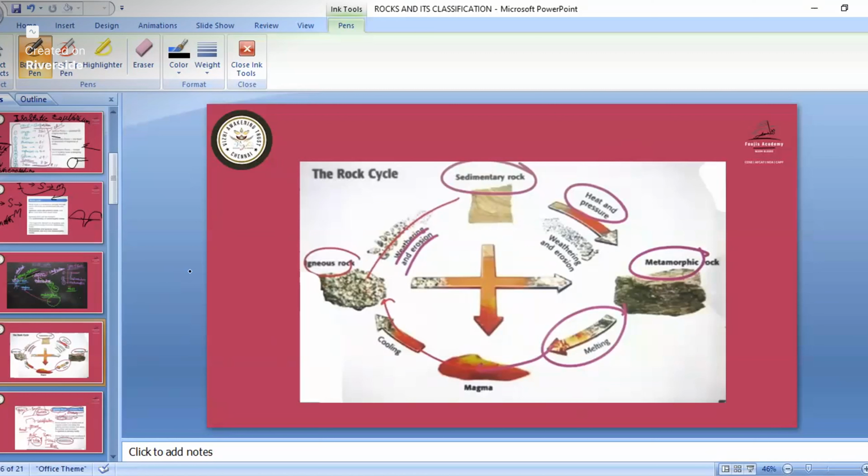In that same way, it is not only metamorphic rocks that get subsided under the earth. In some processes sedimentary rocks also get subsided. Then after cooling down, the sedimentary rocks again change into igneous rocks. And igneous rocks can also directly change form into metamorphic rock. So that is the rock cycle.